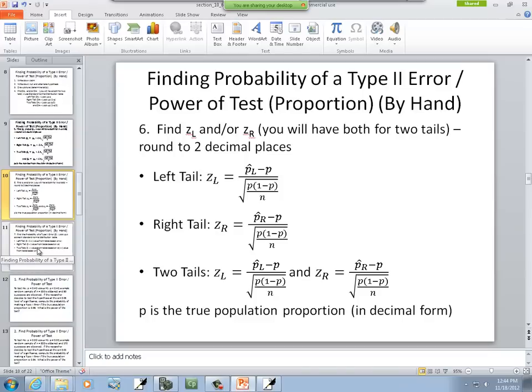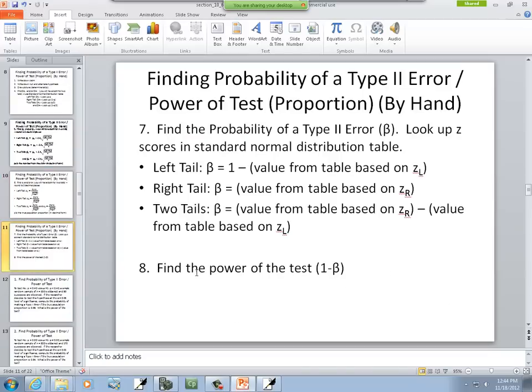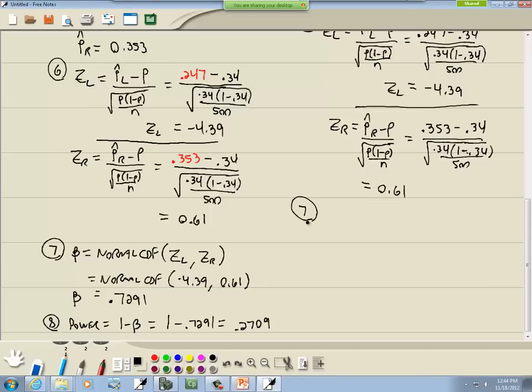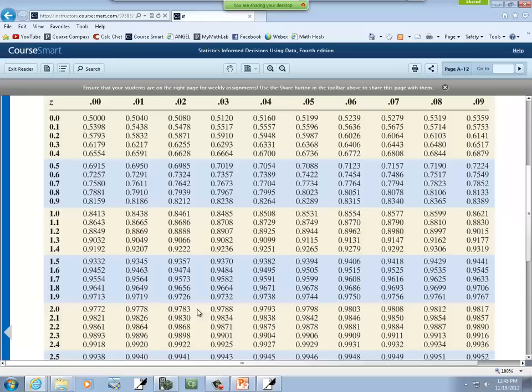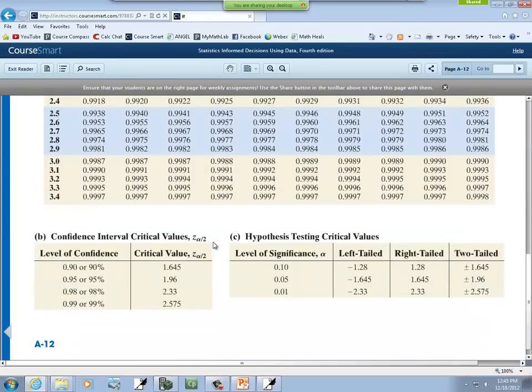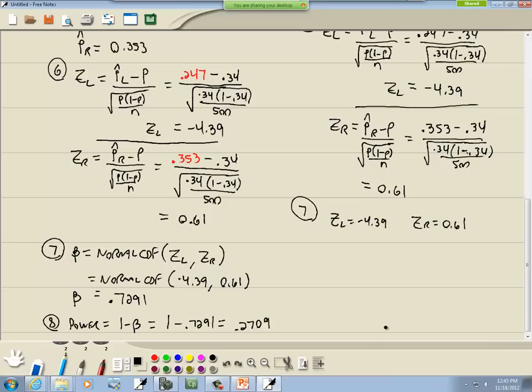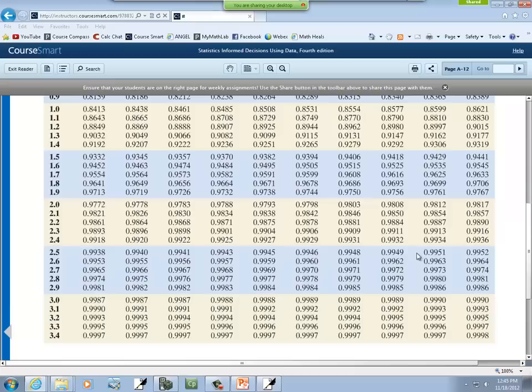Grab another drink here. It says find the probability of a type 2 error. Look up the z-scores in the standard normal distribution table. So we got Z sub L is equal to negative 4.39 and Z sub R is equal to 0.61. Let's look these up. Negative 4.39.